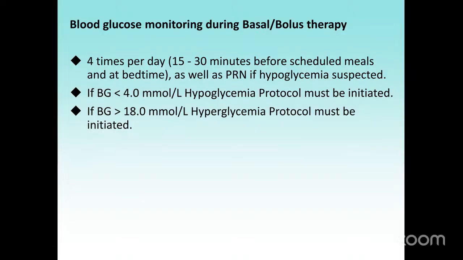Now we are going to discuss blood glucose monitoring while using this basal bolus therapy. At least, blood glucose must be checked 4 times per day, 15 to 30 minutes before scheduled meals, and one time at bedtime, as well as whenever needed if hypoglycemia is suspected. If we find blood glucose less than 4 millimole per liter, we have to activate the hypoglycemia protocol. And if it is more than 18 millimole per liter, we also have to activate the hyperglycemia protocol. So blood glucose monitoring is crucial when using this basal bolus therapy.